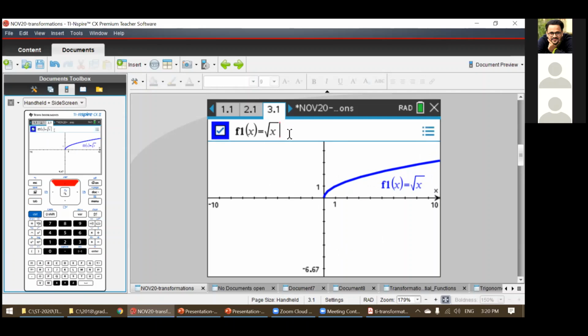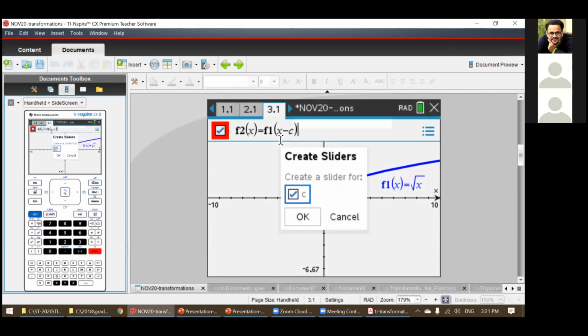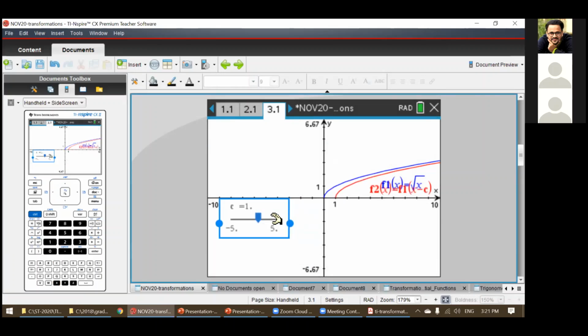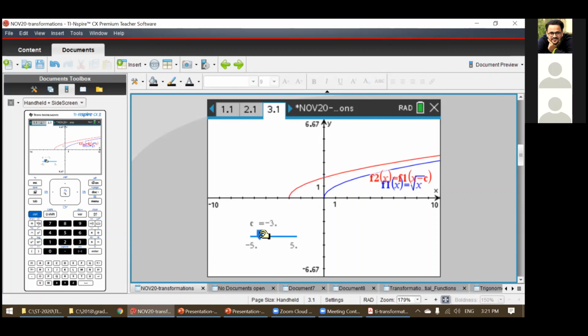This time, let's do tab. Call it F1, and this time, instead of putting the constant outside the function, put it with the variable itself. That means x, let's say minus c. I'll create a slider for c. Now, let's take our slider tab and, as I move c, what do you observe this time?